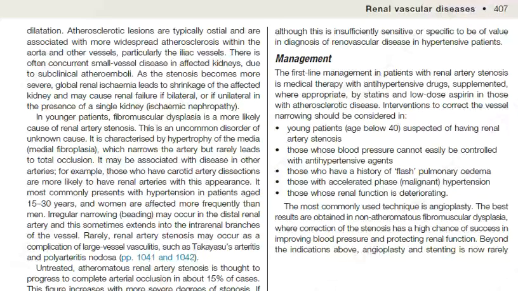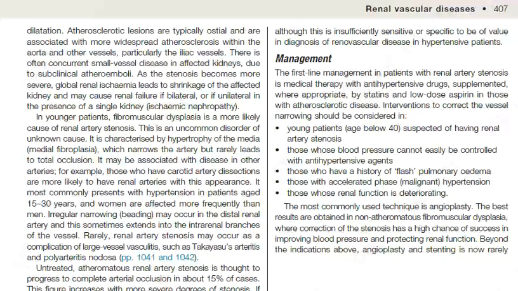In younger patients, fibromuscular dysplasia is a more likely cause of renal artery stenosis. This is an uncommon disorder of unknown cause. It is characterized by hypertrophy of the medial fibroplasia, which narrows the artery but rarely leads to total occlusion. It may be associated with disease in other arteries. For example, those who have carotid artery dissections are more likely to have renal arteries with this appearance.